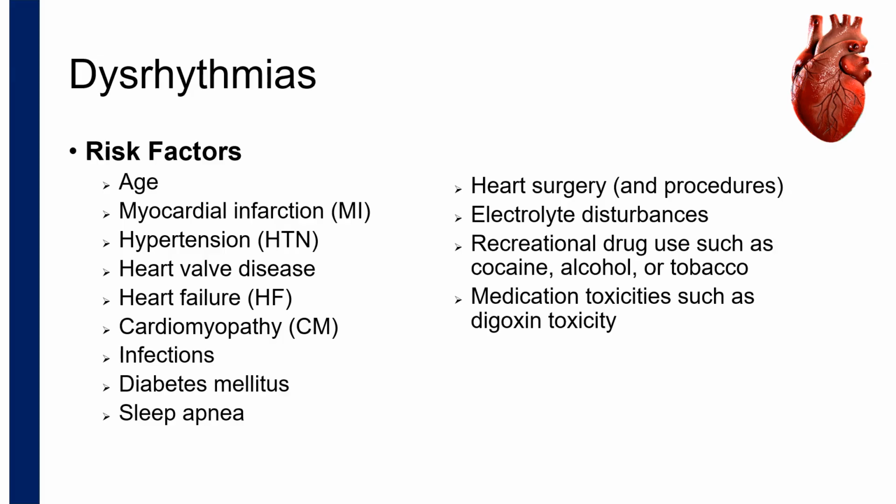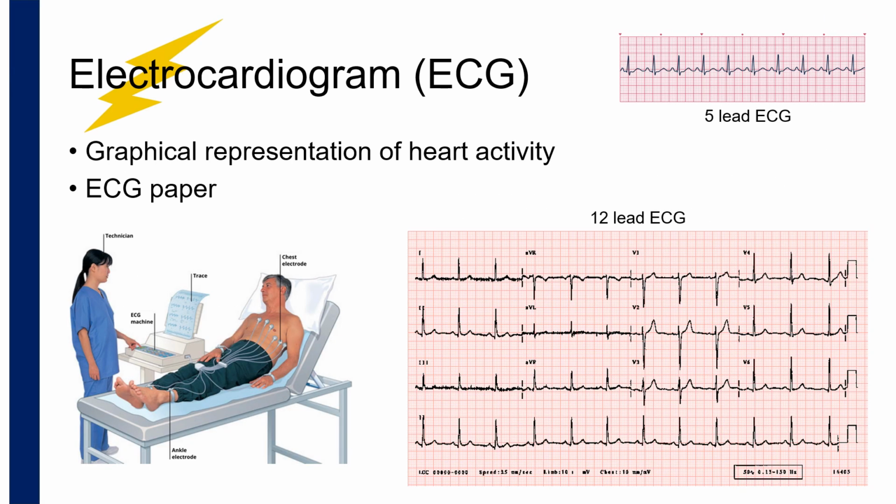Hypertension, valvular disease, heart failure, cardiomyopathy, infections, diabetes, sleep apnea, heart surgery, and pretty much any surgery in the thoracic area. Electrolyte disturbances. Remember that electrolyte imbalances can lead to dysrhythmias. Recreational drug use, alcohol, smoking, and many medications, when they become toxic, especially digoxin, can also lead to dysrhythmias.